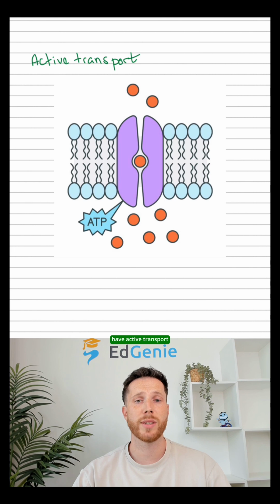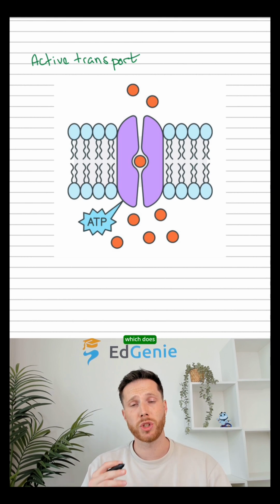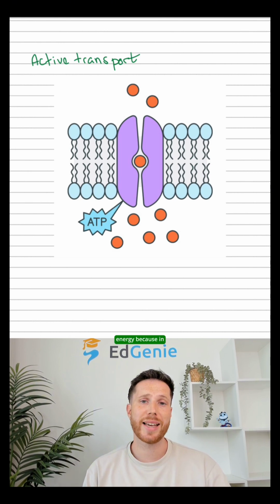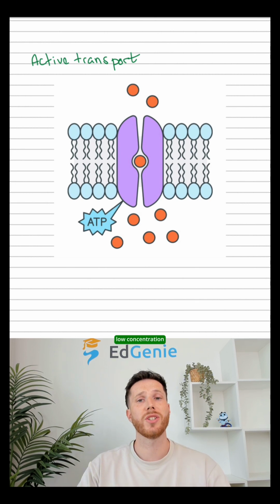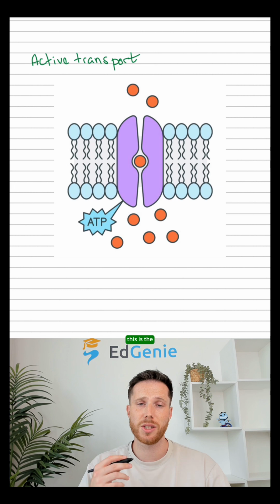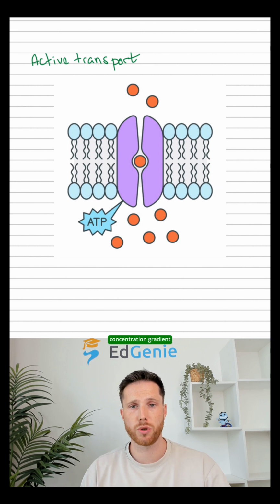Next up we have active transport, and this is the first of our processes which does require energy. And it requires energy because in active transport we're going to move molecules from areas of low concentration to areas of high concentration. This is the first type where we're moving them against the concentration gradient.